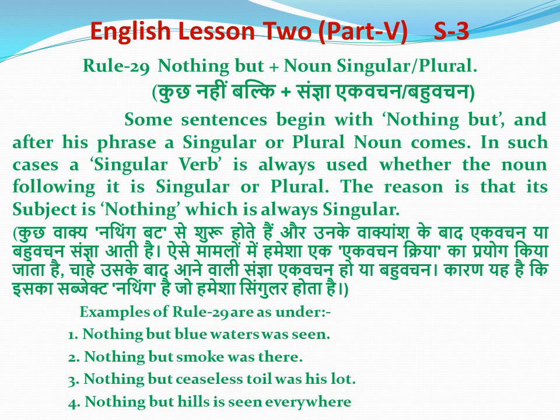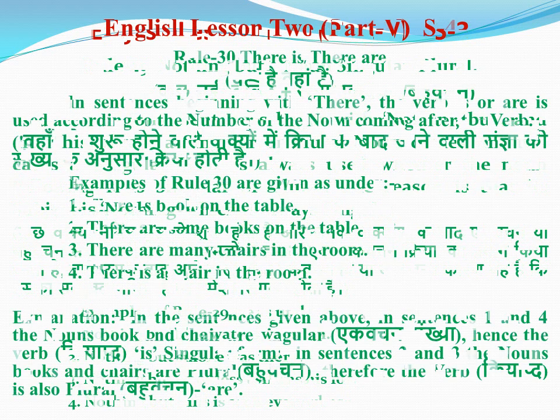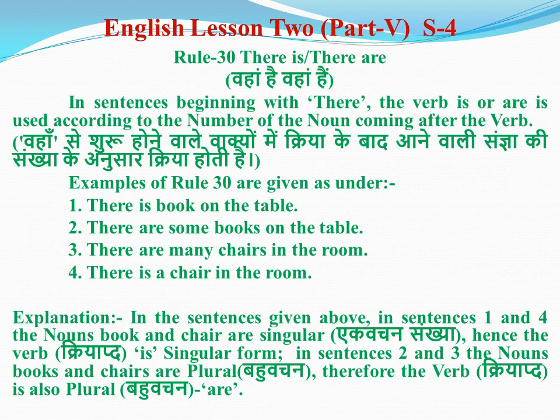So now we move to our next slide, slide number 4. Friends, here we are going to study Rule 30. Rule 30 is about there is, there are. In sentences beginning with there, the verb is or are is used according to the number of the noun coming after the verb. Examples of Rule 30 are given below.